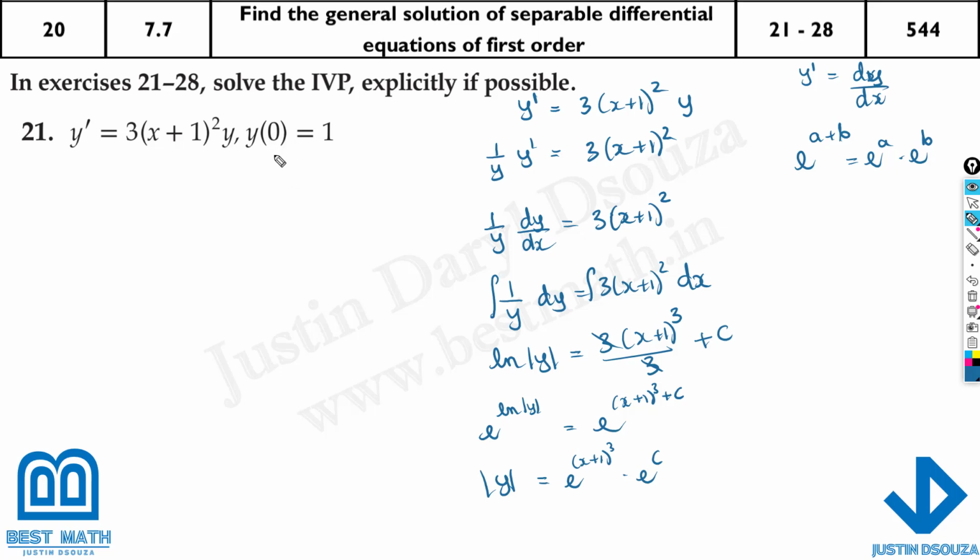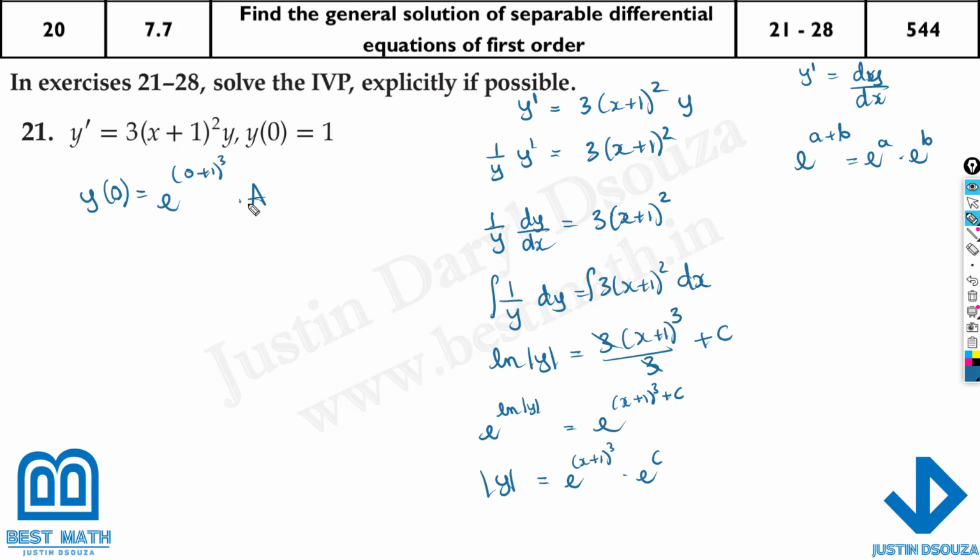Now y of 0 is given. That means the value of x is 0. If you put x equal to 0, what is this here? It'll be 1. So I'll write it out over here. y of 0 is equal to e to the power (0 plus 1) the whole cube, multiplied by e to the power c. Now this is just a constant. I won't write it as e to the c, but I'll write it as A. It's absolutely fine, because whenever you've taken the constant of integration to the power, you just write it as A.